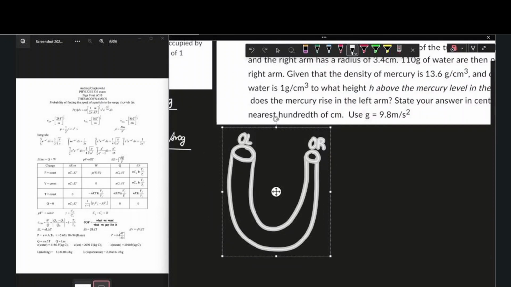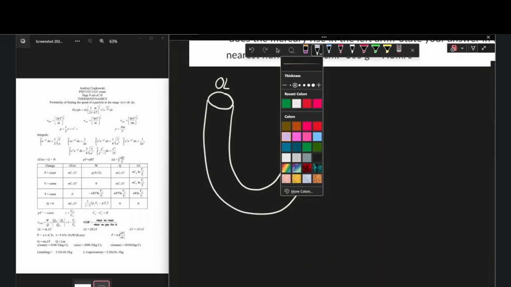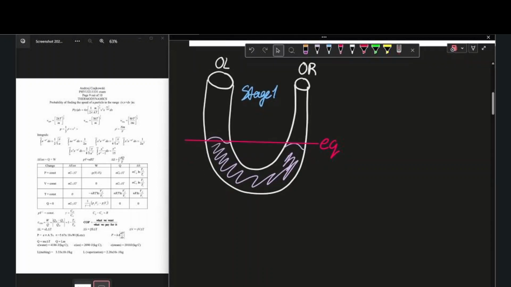Now with this image, I don't know why, but I'd imagine mercury to be purple. I don't know if it is, but let's draw it as purple. So this U-tube at equilibrium, so this is the equilibrium line. And we'll also denote this as phase 1, or stage 1. So at stage 1, when it's at equilibrium, we're at this line.